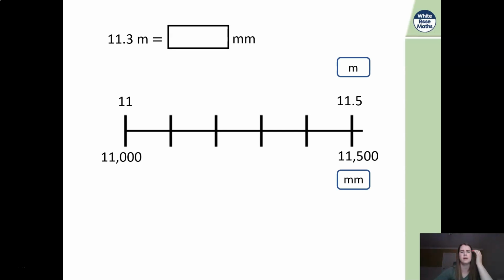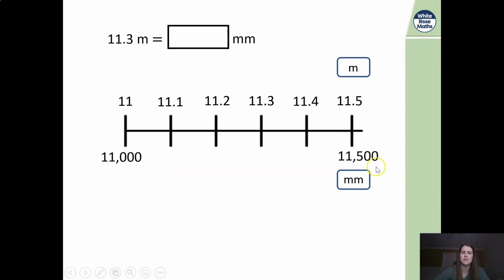Okay, so let's use our number line to help us. If we go all the way from 11 to 11.5, we need to work out how we work out what the increments are here. What would they be? Good, they're going to go up in 0.1s, aren't they? They're going to go up in tenths. So 11.1, 11.2, 11.3, 11.4, 11.5. Again, how do we get from 11,000 to 500? Well, we're going to be going up in increments of 5.